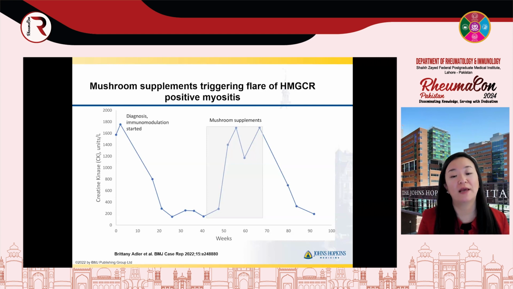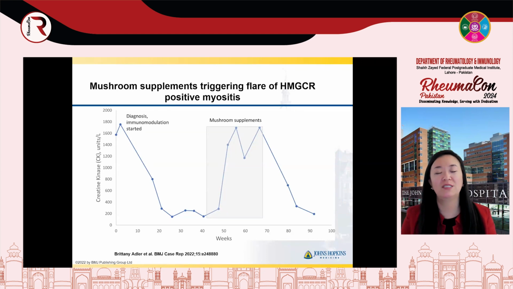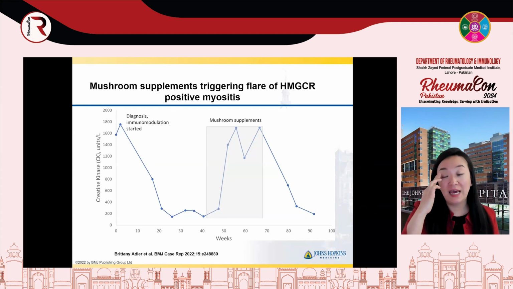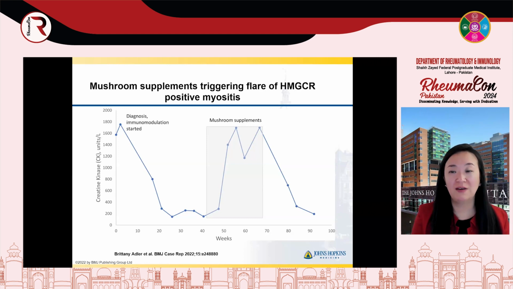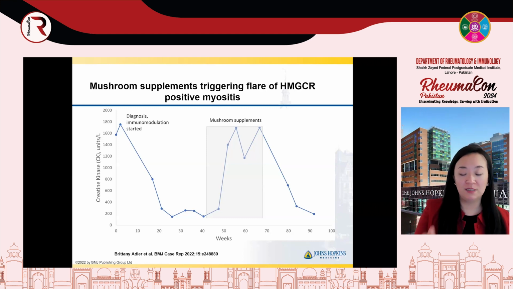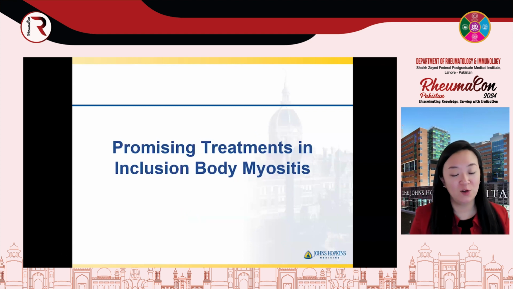And this was a case report of my colleague, Dr. Adler, where they were diagnosed with HMG-CR-associated necrotizing myopathy, and their CK rapidly declined with treatment with IVIG, and then suddenly it went up. And it was not because their disease was not responding to treatment, but actually the patient was taking mushroom supplements, and you can see the nice rise in the CK that associated with the disease as well. So definitely, once they stopped the mushroom supplements, it came down. So want to ask about that in your patients as well.